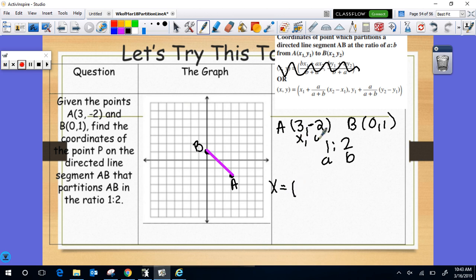Okay, so when I substitute into the formula to get the x, I'm going to call this x1, y1, x2, y2. So x1 is 3 plus 1 over 1 plus 2 times x2, which is 0, minus 3.